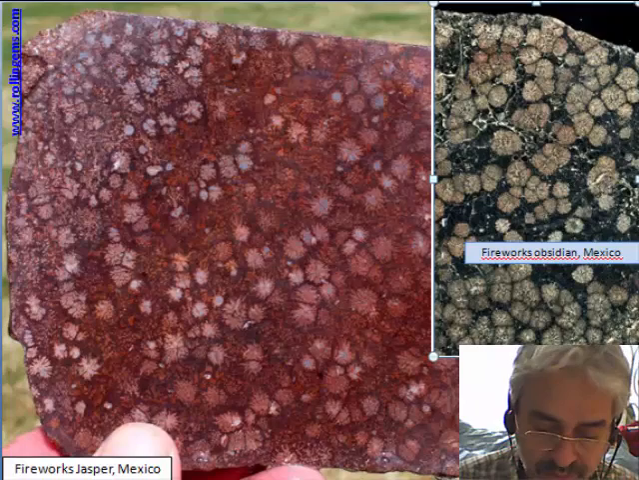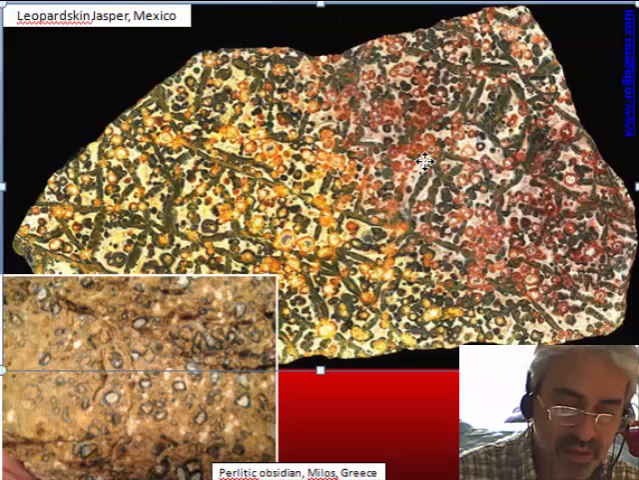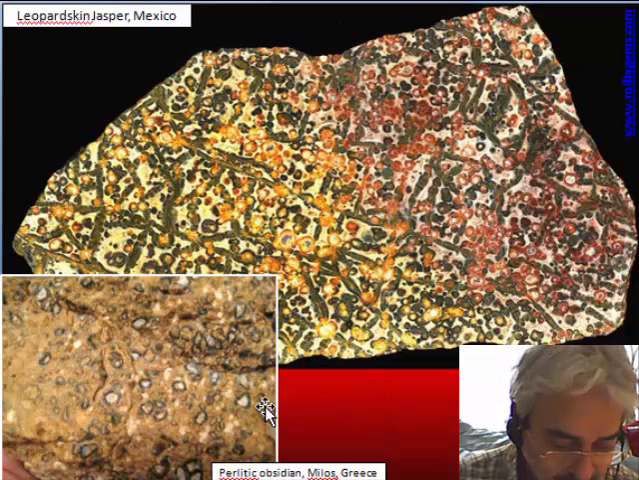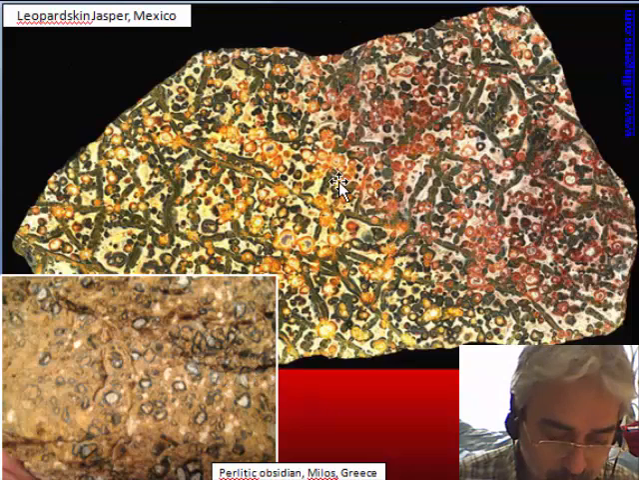A very famous jasper is the leopard skin jasper, and we found a rock from Greece that is a perlite that is very similar in pattern and color to this leopard skin jasper.